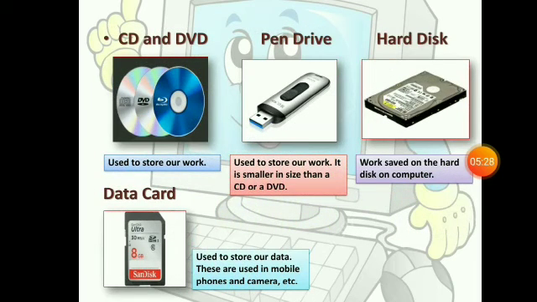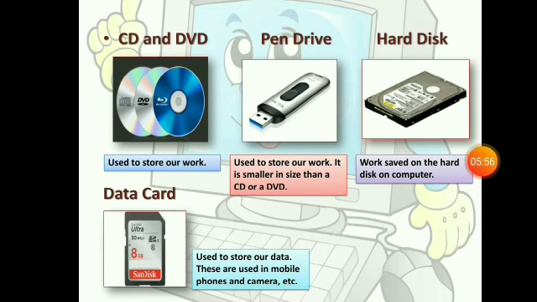CD and DVD. A CD and a DVD store our work. A DVD stores more information than a CD. Pen drive. A pen drive also stores our work. It is smaller in size than a CD and a DVD and you can carry it in a pocket. It can even store more data compared to a CD or a DVD.